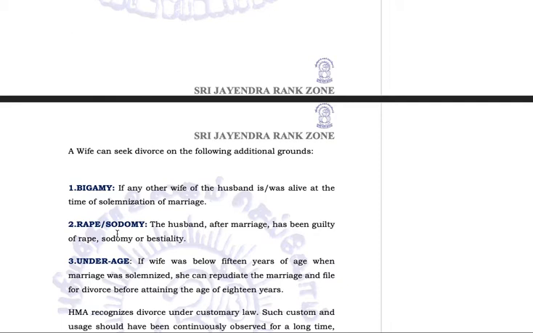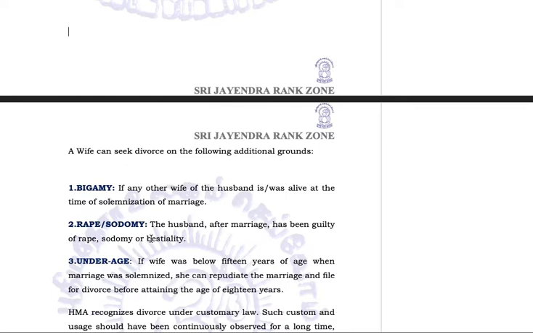Rape or sodomy: if the husband is guilty of committing rape or sodomy, and sodomy is unnatural rape. A woman cannot be guilty of rape, women cannot commit rape. So this is a ground applicable only to a woman against a husband. The husband cannot say my wife has raped someone. A wife cannot rape. So if the husband is guilty of committing rape, then she can take divorce from the husband.